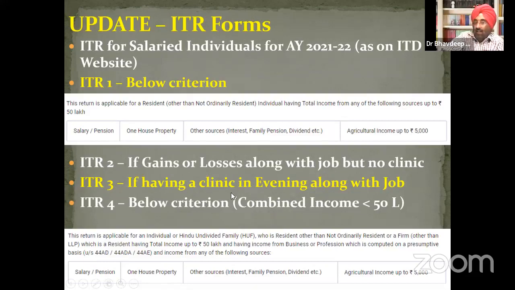Now ITR 3, if having a clinic in the evening along with a job in the morning in college or hospital. ITR 4, combined income less than 50 lakhs, salary, pension, house property, other sources, all that. You can file. The best advantage for self-employed people or clinicians like us is to file ITR 4. Why? It gives you freedom from maintaining books of account. It gives you freedom from having your own CA. You just need to make a balance sheet and file an ITR. And this is what I teach in the finance workshop, making a balance sheet only. You need to still make a balance sheet.